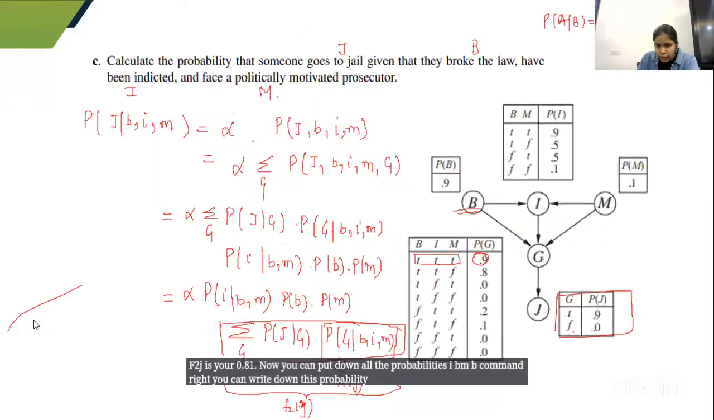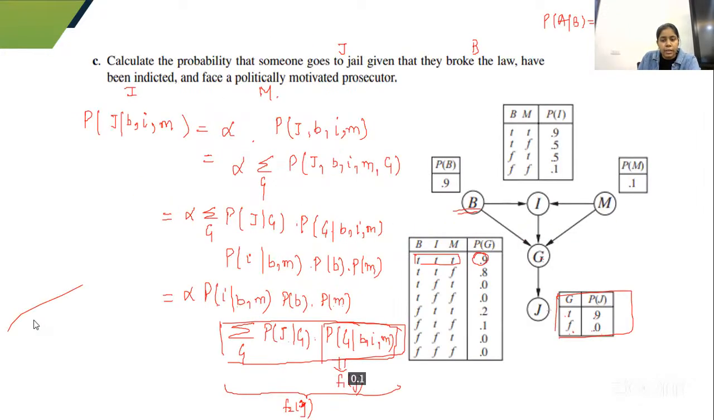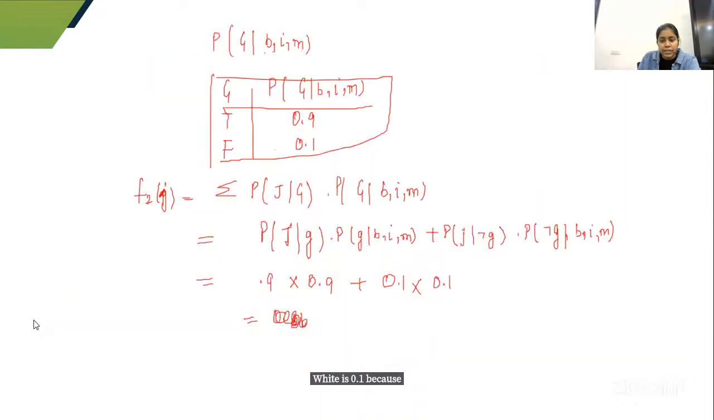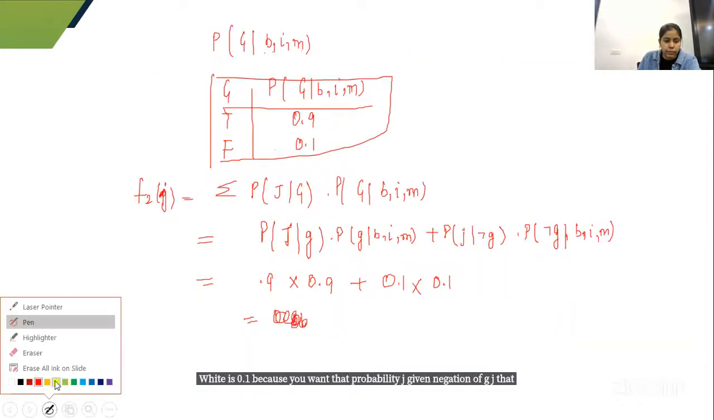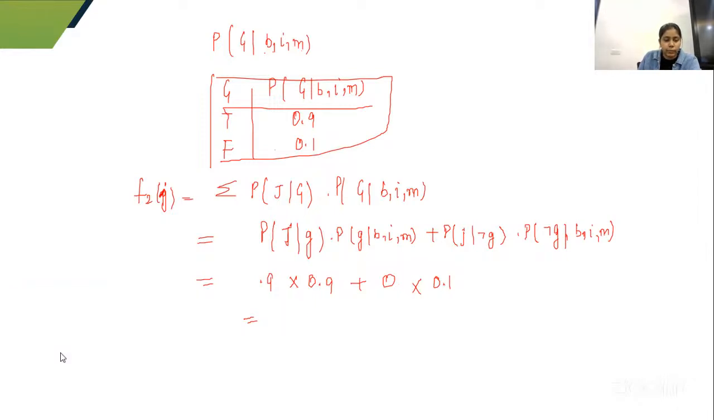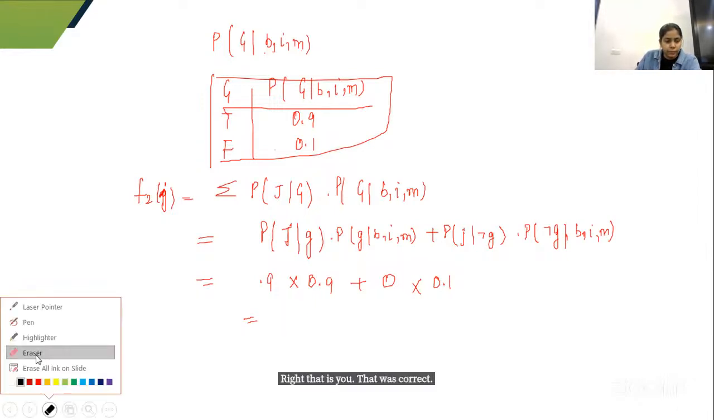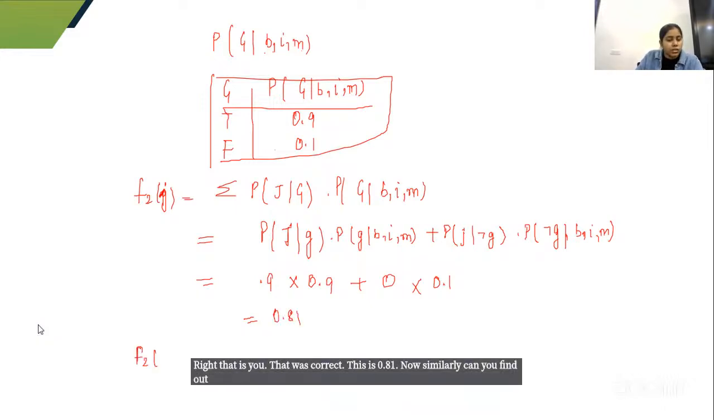Just a minute, J given negation of G, that is 0.1. Why is it 0.1? Because you want the probability J given negation of G, J that is true, that is 0. Right? That was correct. This is 0.81.